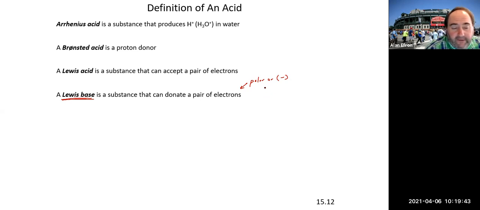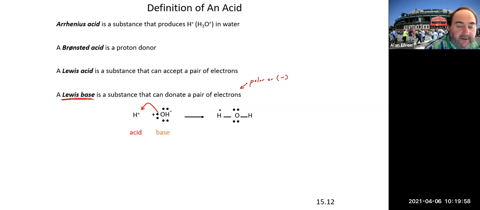So for example, if we look at H plus and hydroxide here, the OH minus, which has that negative charge, has a pair of electrons that it could donate to the H plus and make water. In this definition, the acid is the H plus, which is going to accept it. What makes something a good Lewis acid? Well, a lot of times if something is positively charged, that means that it lost electrons and is electron deficient.